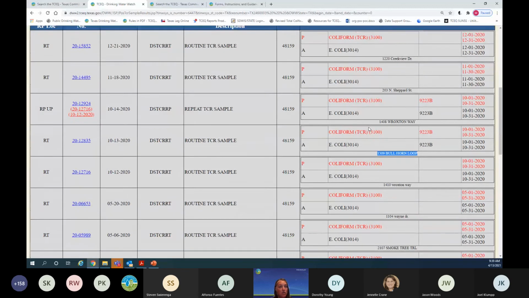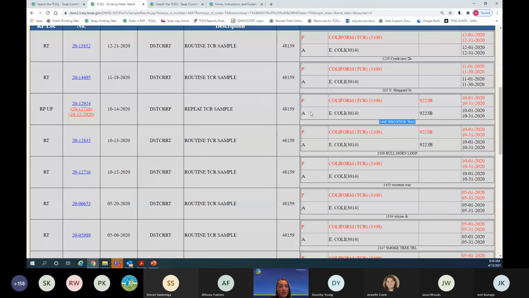And then you can also check to make sure that any routine repeats also show up here if you have any other additional positives. So if you had a repeat come up positive, you could then also check its address and make sure you are appropriately taking the repeat samples required from that.